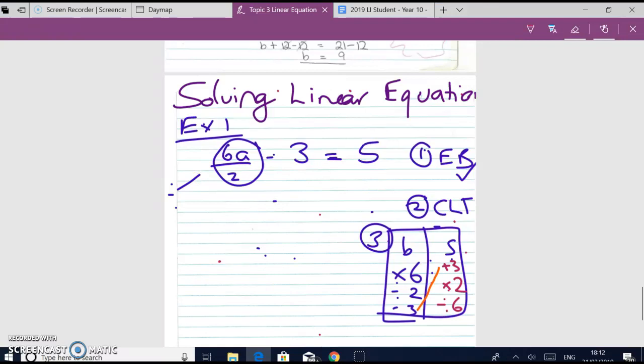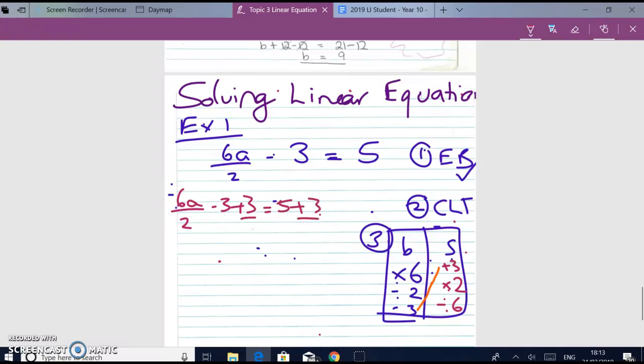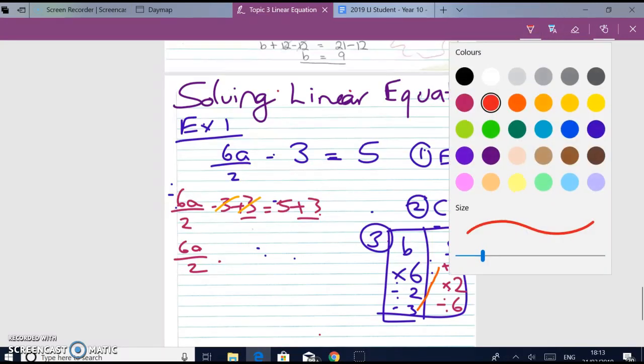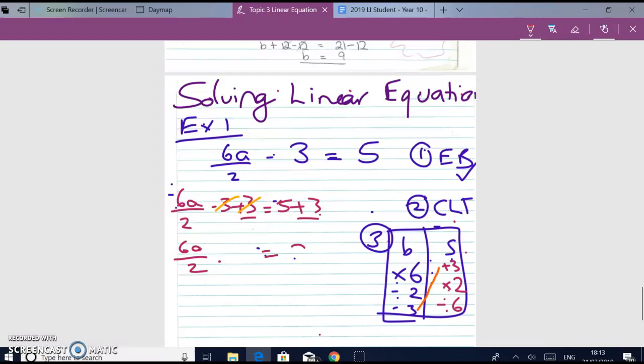Okay. So here we go. So first thing, I'm going to add 3 to both sides. So I get 6a over 2, take 3, add 3 equals 5 plus 3. Remember, what I do to one side, I have to do to the other. 6a over 2, take 3 plus 3. Well, of course, they cancel out. So you get equals 5 plus 3, which equals 8.